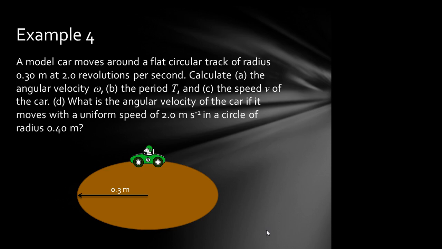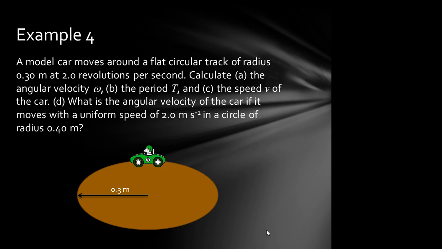Sorry, it's a bit unrealistic. We have a model car moving around a circular track of 30 cm. It's moving at 2 revolutions per second, so it's a really fast model car. So we want to calculate the angular velocity omega given these two pieces of information, the period and the speed of the car.